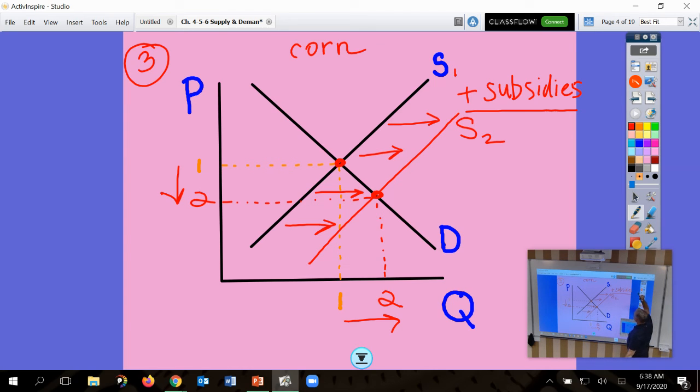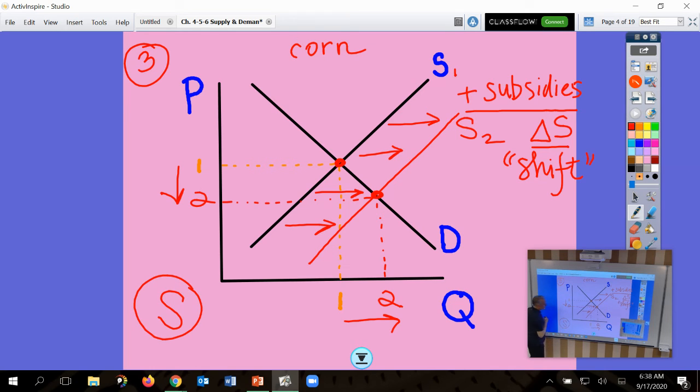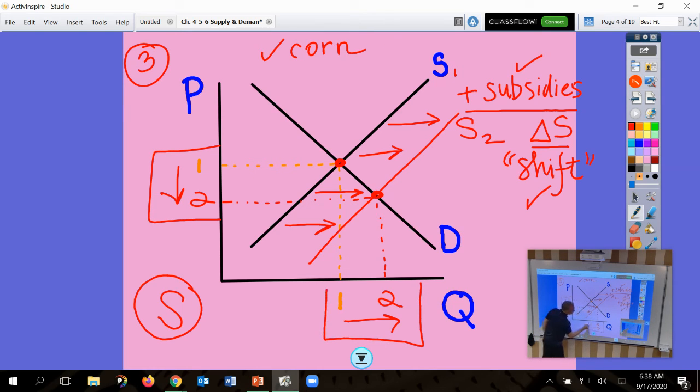Our market's corn, an increase in subsidies is our situation. We're gonna use some shorthand here, delta S, change in supply, and that goes with shift. The reason here, it's basically the same as the situation this time, the S in TRNDPETS, subsidies, gives us our idea. Okay, there's the market, there's the situation, here's the effect, here's what happens to price, here's what happens to quantity, and this gives us our reason.